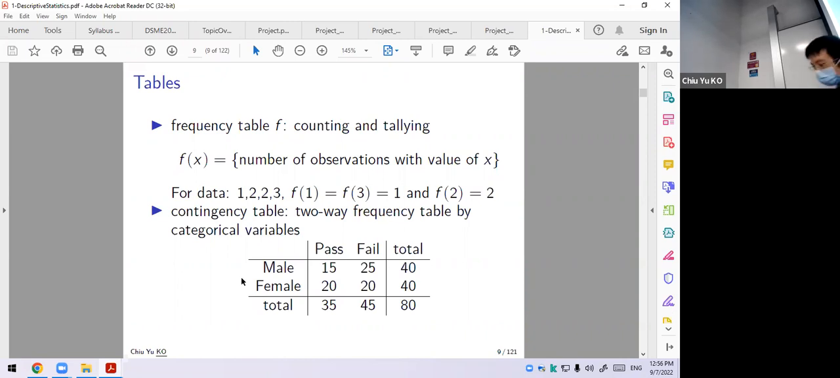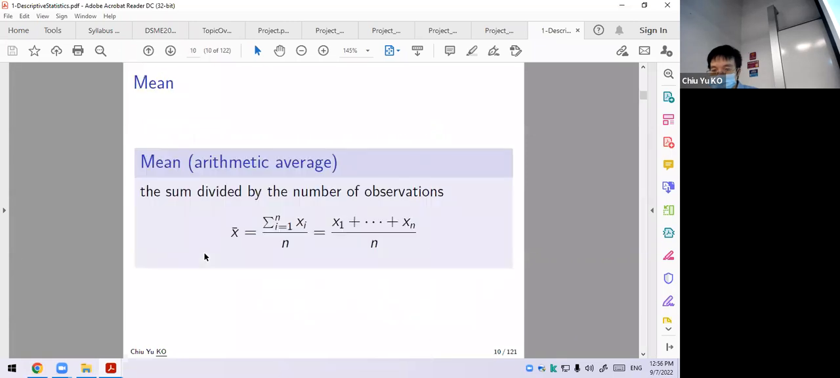But I just introduce it here at the beginning, because this is something you learn when you are in high school. Okay. Because this is just representing the 15 males that passed. So nothing new here. Okay. Now we are lucky that we can get to the real business. Okay, the real business is the mean.